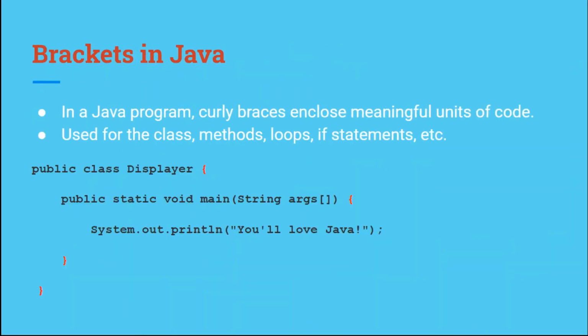Okay, so the next important syntax is brackets in Java. In a Java program, curly brackets are used to enclose meaningful units of code, such as classes, methods, loops, if statements, etc. And as you can see in the code that I put in the PowerPoint, all the things highlighted in red are the curly brackets. You can see that the first curly bracket is used on the class and the second curly bracket is used for the method.